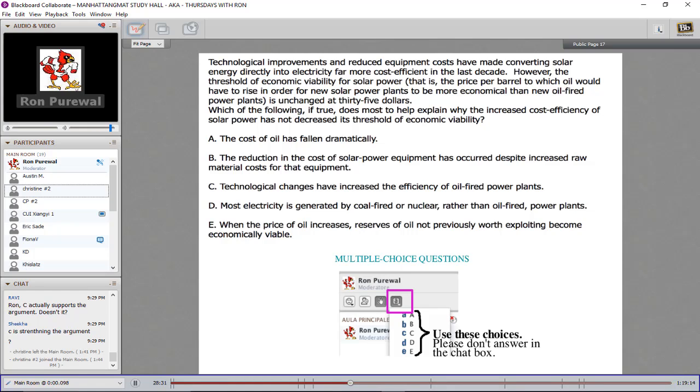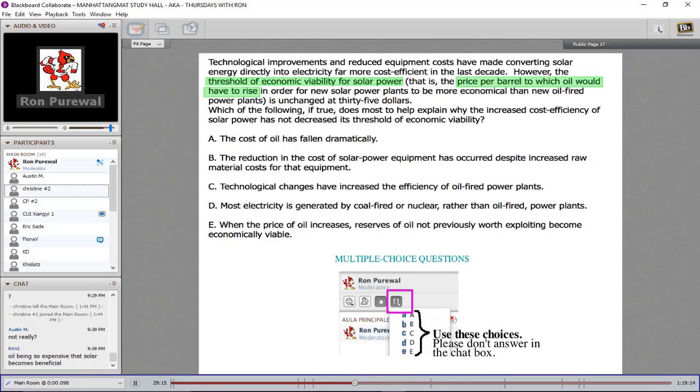Okay, let's talk about it. What is this threshold of economic viability thing? Does it have anything to do with current prices at all? Yeah, this has nothing to do with current oil prices.